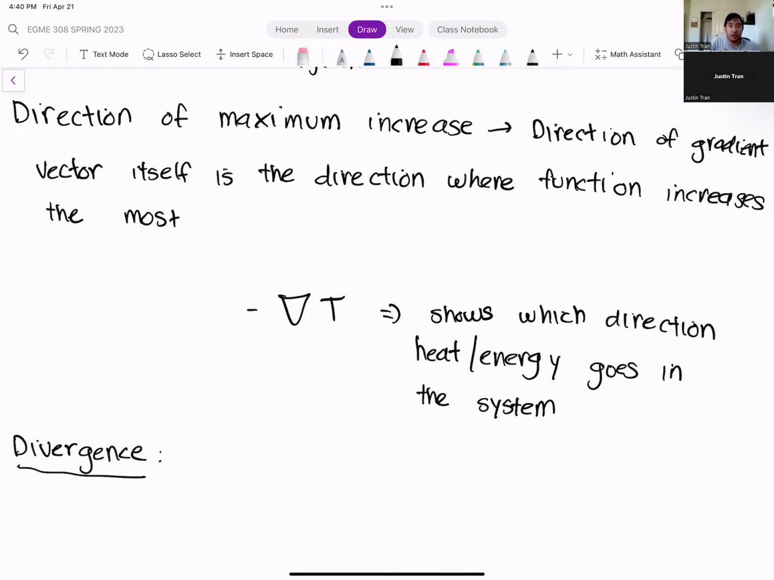Okay. So the divergence of a field is simply going to be almost like it transforms. It's a derivative operation that transforms a vector field into a scalar field. Okay.